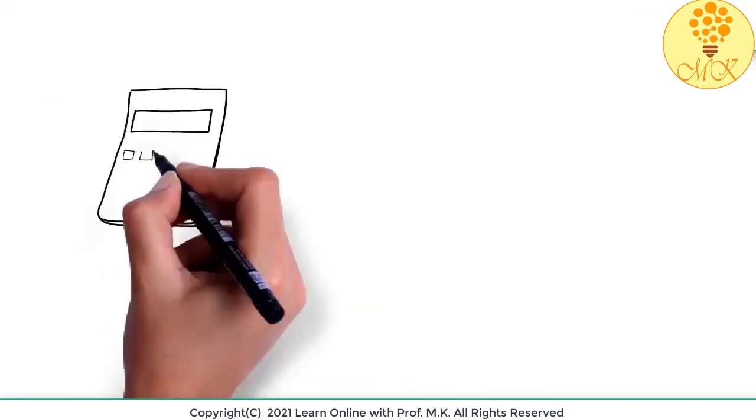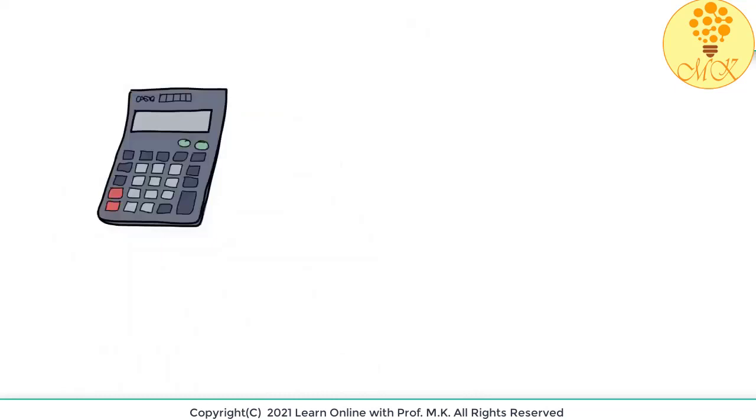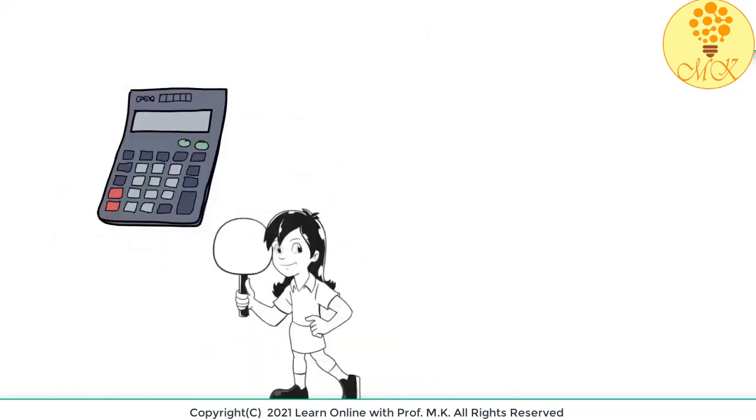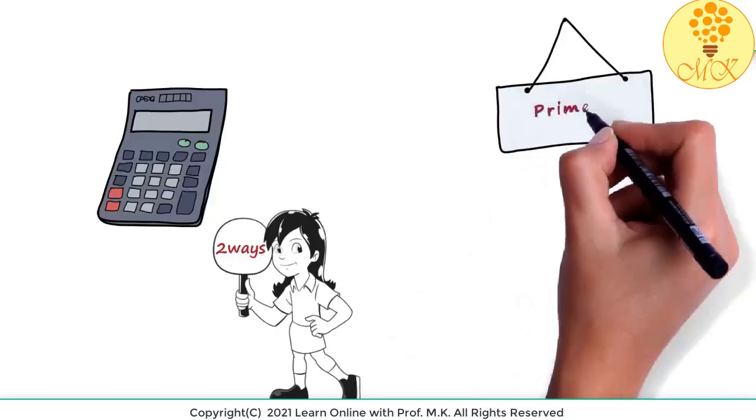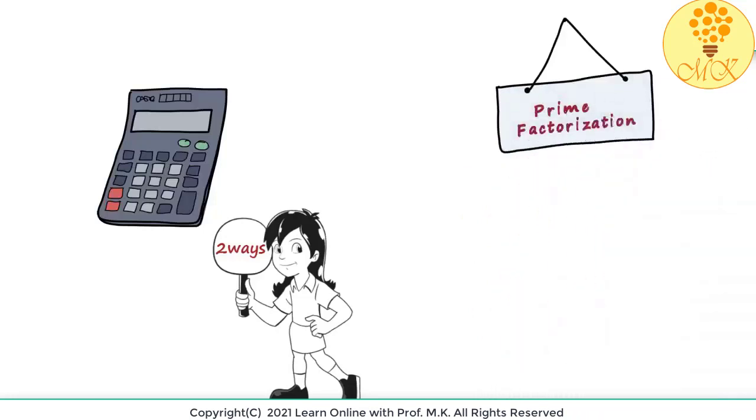The easiest way to find the square root of any number is to use a calculator. But if you're asked to find the square root of a number without using a calculator, there are two ways in which we can do it. The first method is phenomenally simple. It's called the prime factorization method. We will look at the second method in the coming videos.